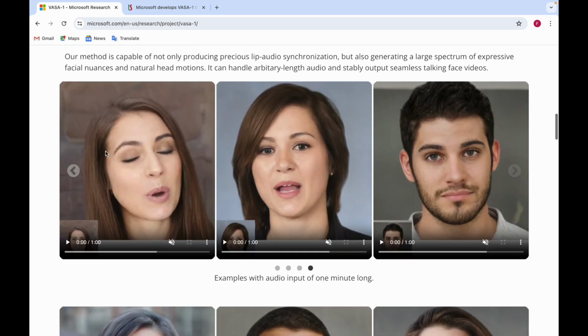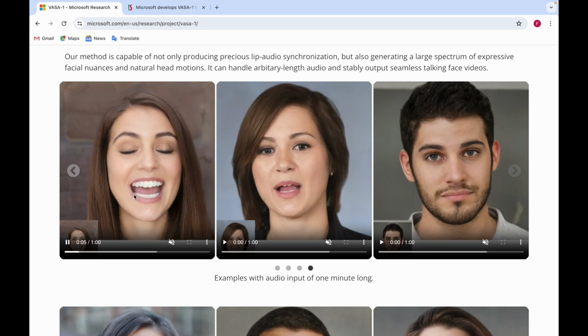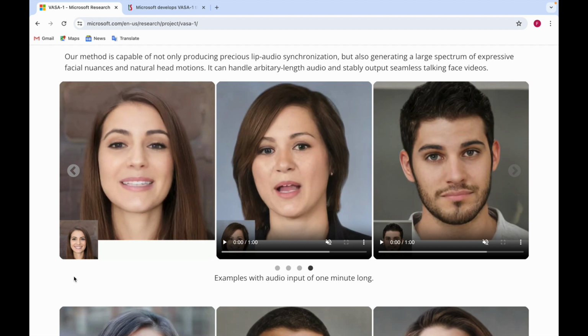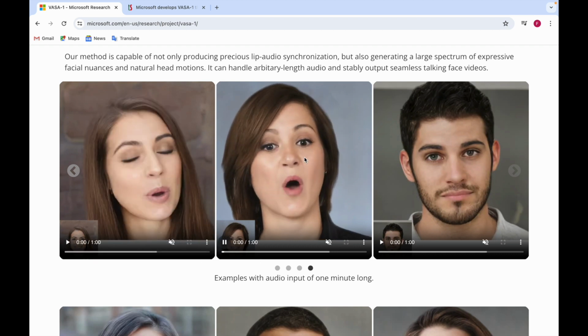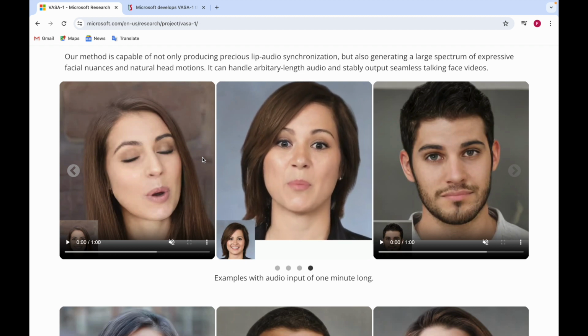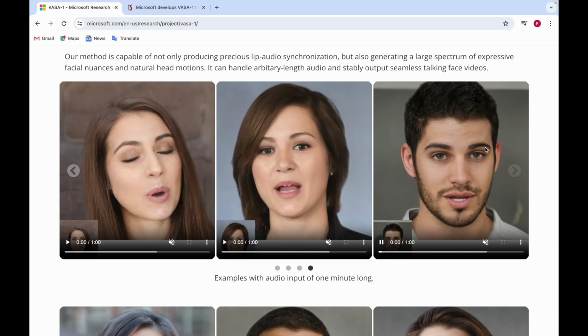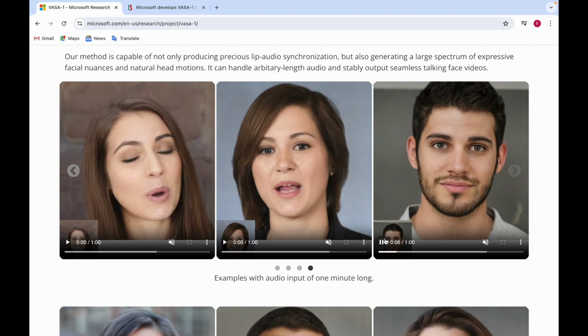So if you look at this, it's a photo, and this is the photo, and this is the video. Look at her expression, it looks so realistic. It looks like some person is talking to you. And let me show you this one. The way her expressions, the way her lips are moving, and how her head is moving, you can't believe that it's just a photo. And even this one, this is a photo, and then it's a talking photo. Wow, that's so amazing.